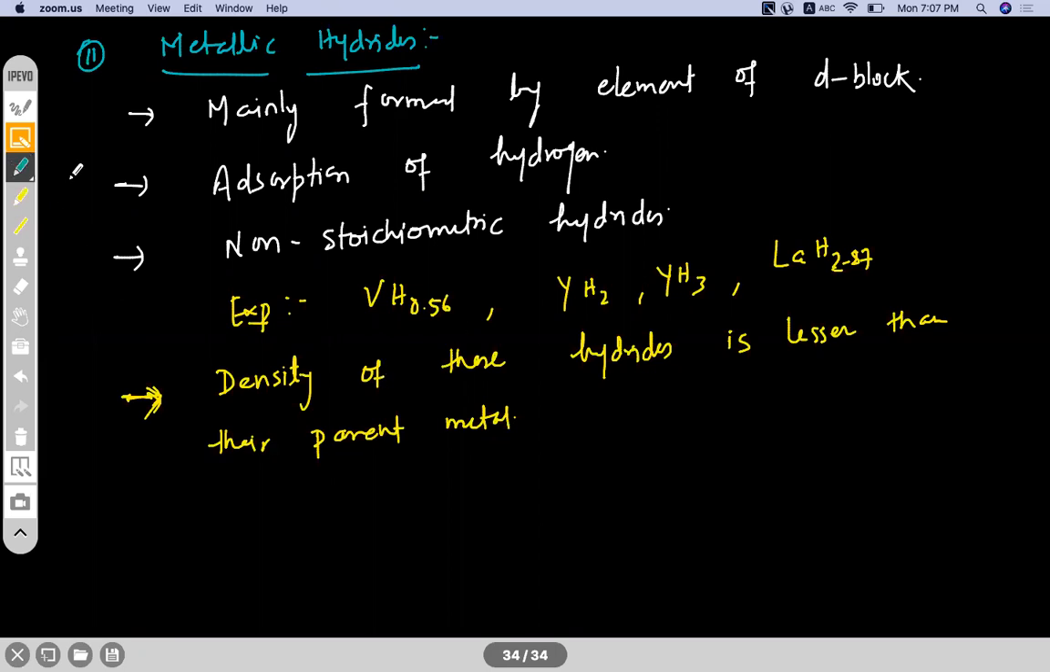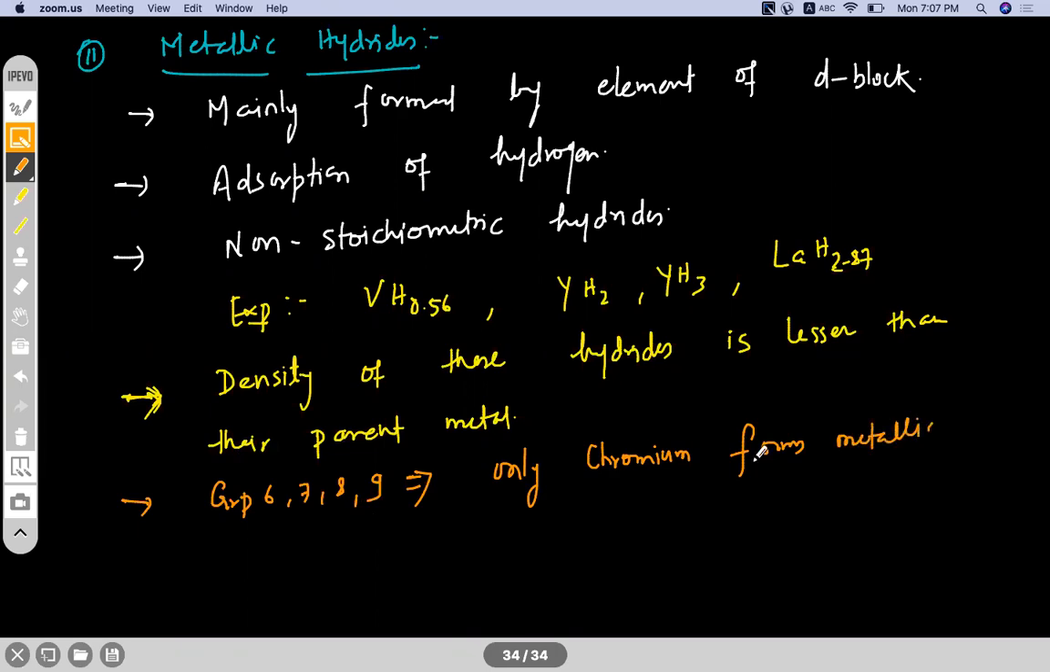One very important property here, which they have asked in the exam many times. You see, in d block elements, if you consider group 6, group 7, group 8, group 9, only one element forms this kind of hydride. Among these groups, only chromium forms metallic hydrides. All other elements of groups 6, 7, 8, 9 do not form these hydrides, and hence this range from group 6 to group 9 we call the hydride gap.